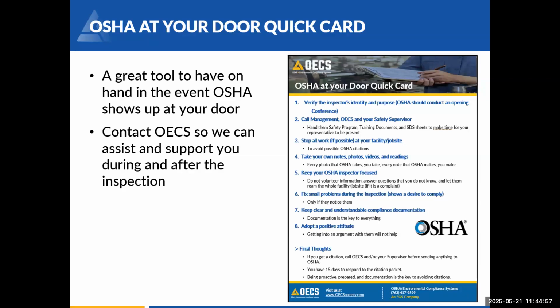Verify the inspector, make sure they identify the purpose that they're on your site. Let your management supervisor know. If you're a client of OECS, you'd let one of us know right away, your representative or associate. And then we'd try to get to that site or have someone else help walk through, and that way we can talk through the safety programs, the training and everything we do. Stop the workers if possible at the facility. I've seen some continue working and they actually did an at-risk behavior that drew a little more attention than that.